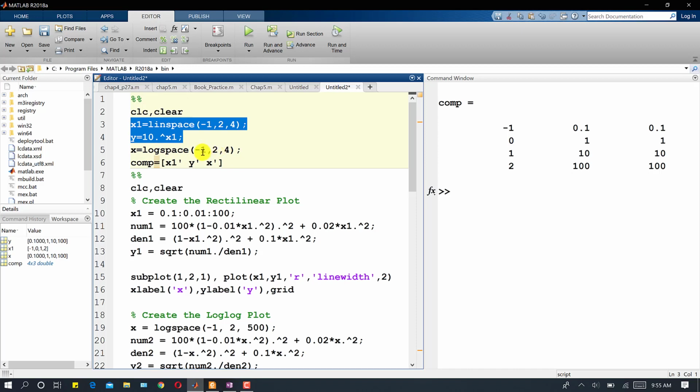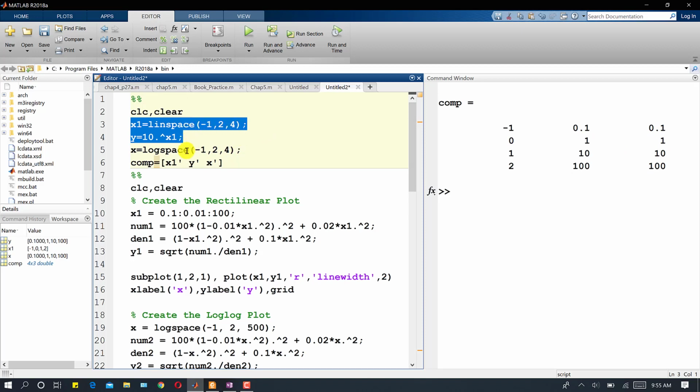So whenever we write the minimum value minus 1, the maximum value 2, and the number of elements, what it will do is generate x values that are logarithmically spaced, 10 to the power. So this will generate the values between 10 raised to the power minus 1 and 10 raised to the power 2, with 4 elements between these two. 10 raised to the power 2 is 100. So it will generate 4 values between 0.1 and 100. So this is the function of this logspace function.